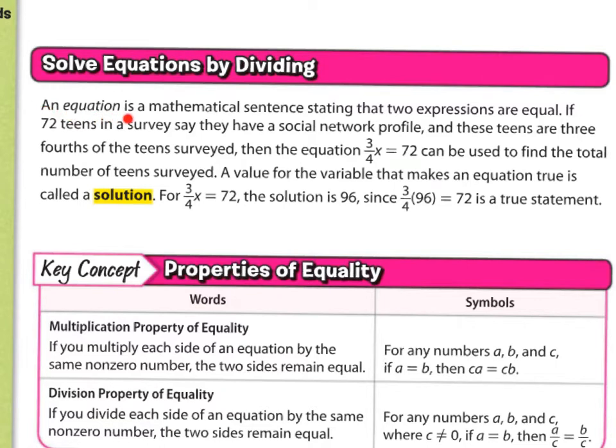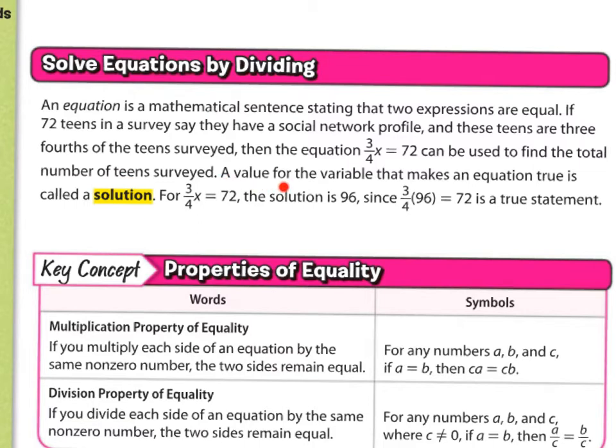So an equation is a mathematical sentence stating that two expressions are equal. If 72 teens in a survey say they have a social network profile and these teens are 3/4 of the teens surveyed, then the equation would be 3/4 of a sample is 72. So 3/4 of the number that was surveyed is 72. And this can be used to find the total number of teens surveyed.